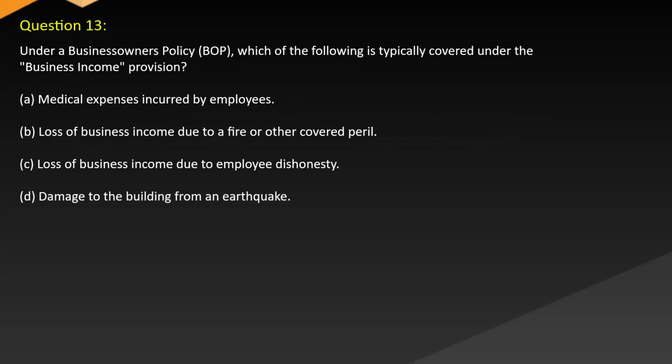Question 13. Under a business owner's policy, which of the following is typically covered under the business income provision? A. Medical expenses incurred by employees. B. Loss of business income due to a fire or other covered peril. C. Loss of business income due to employee dishonesty. D. Damage to the building from an earthquake.